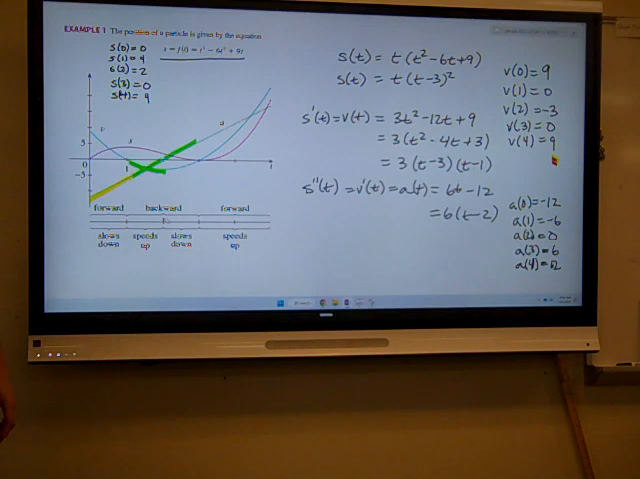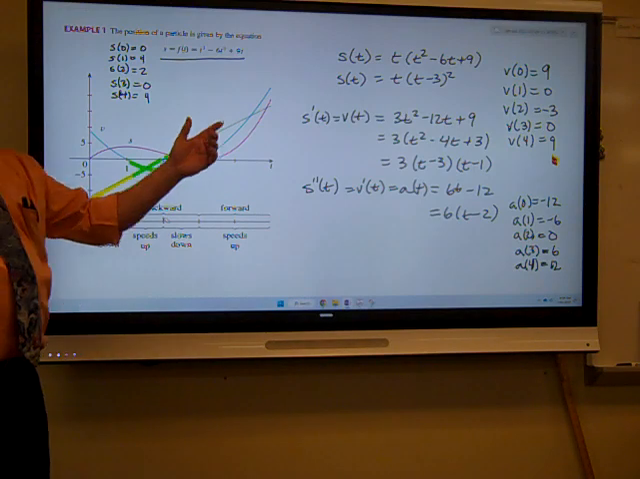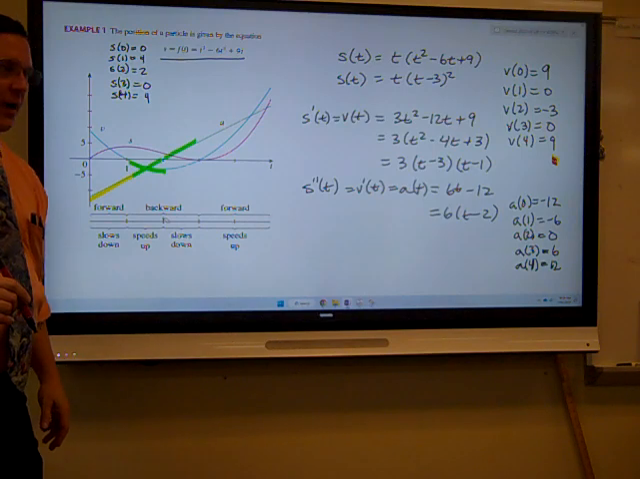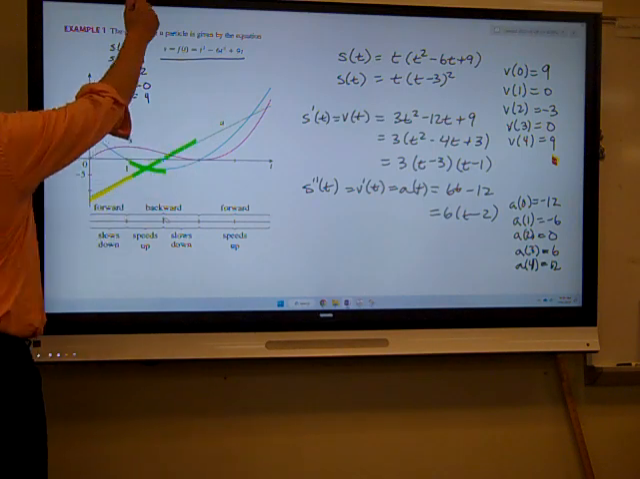Everybody, I ask all kinds of questions on this, right? Sometimes I say, hey, what's the velocity at time 2? When is the particle in motion, at rest, right? It all comes from understanding this graph.